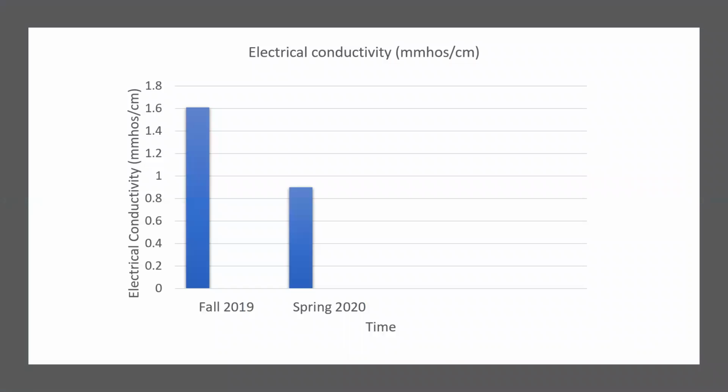This graph over here shows the difference in electrical conductivity between the fall of 2019 and spring of 2020. The fall is superior to spring with higher electrical conductivity, thus higher salt concentration.